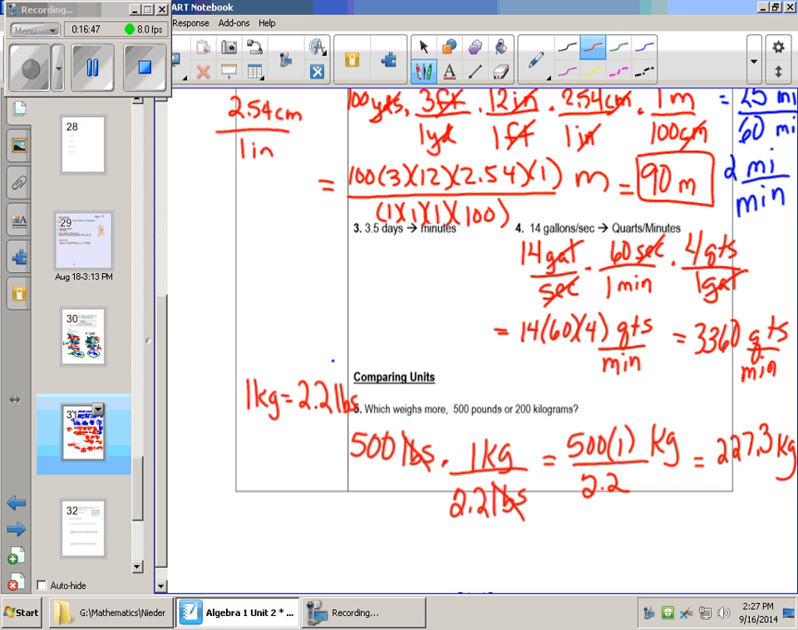So which is bigger, 500 pounds? That's the same as 227.3 kilograms, which is certainly bigger than 200. So 500 pounds is a little bit heavier. Okay?